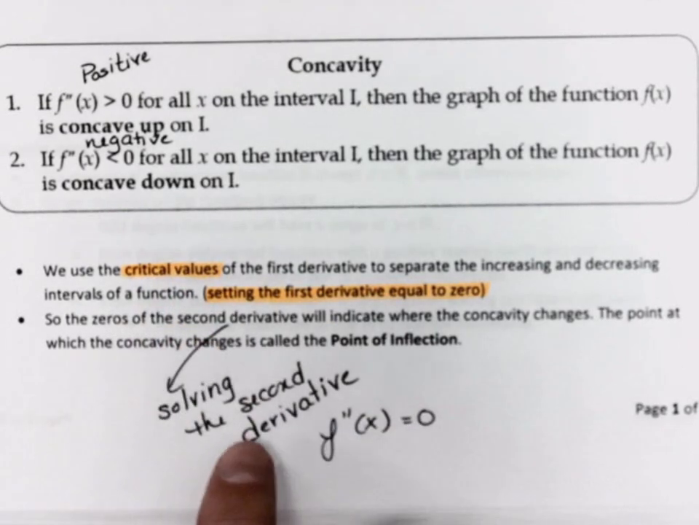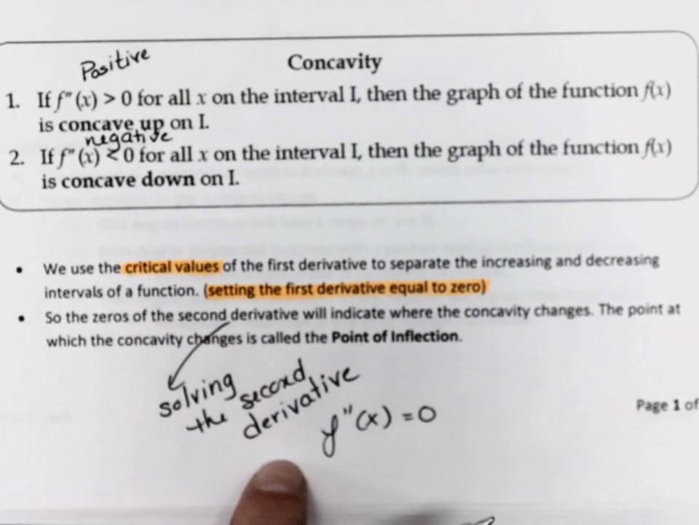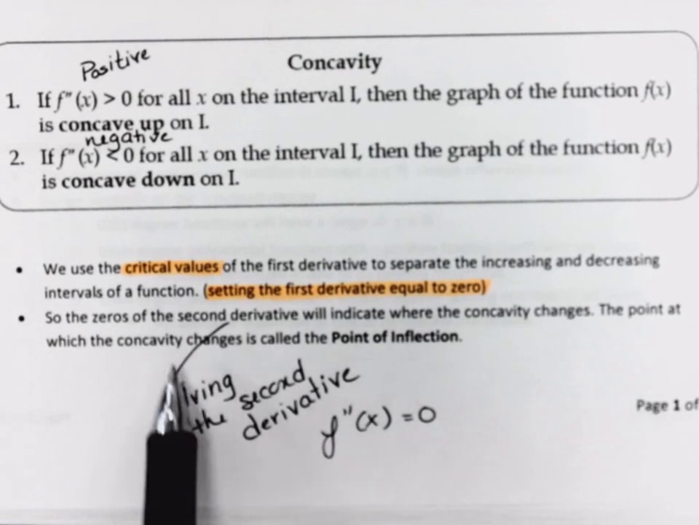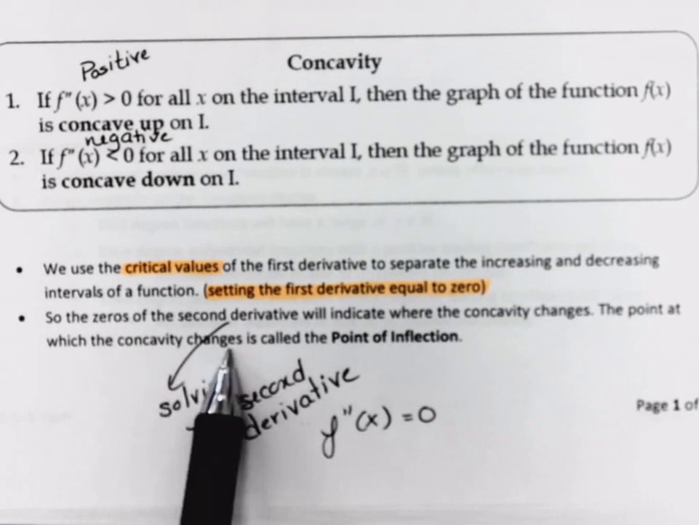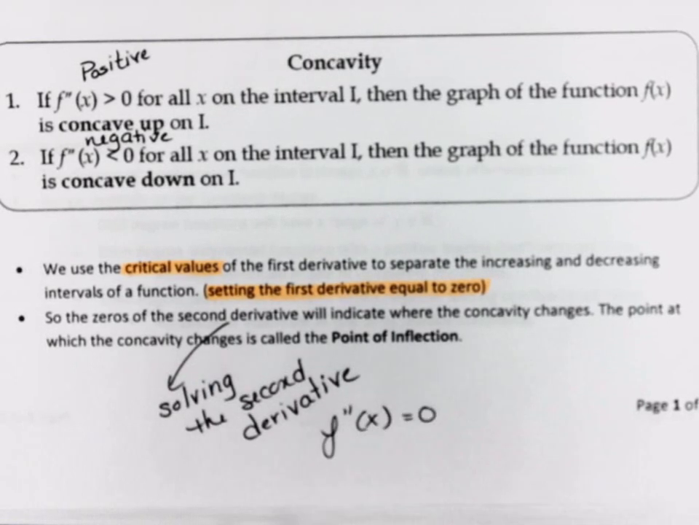When we solve the second derivative, it's going to tell us the point, called an inflection point, where we switch directions, where we go from concave up to concave down. That changes the way we curve the graph. Yes, exactly, that's a great way of putting it. And so this is going to give us the points where the concavity changes, and we call that the point of inflection.